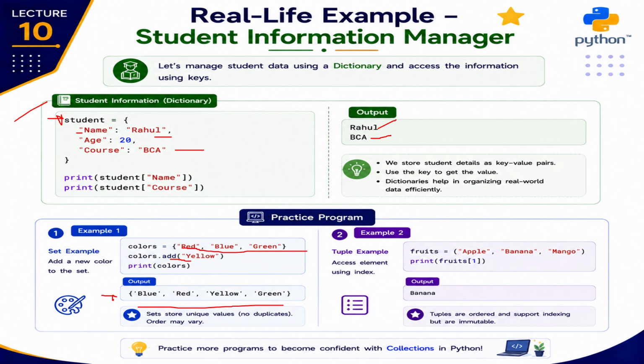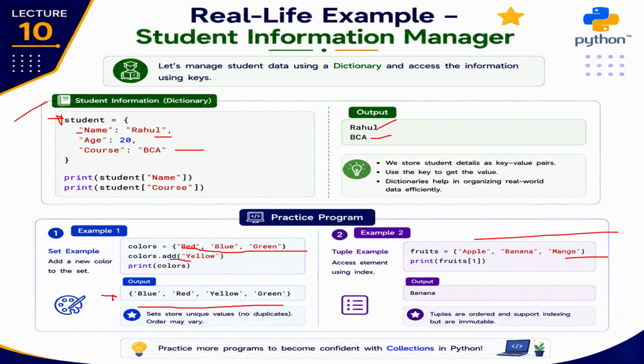Now, our last example of tuple. Here we are using a tuple containing 3 fruits, that are apple, banana, and mango. Since tuples are ordered, we access elements using indexing. So you can see the code here. The tuple of fruits is given, and then the print statement is used to print the fruit which is at the index 1.